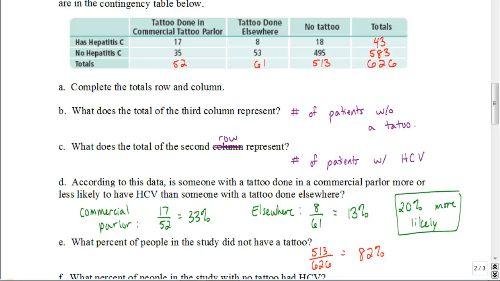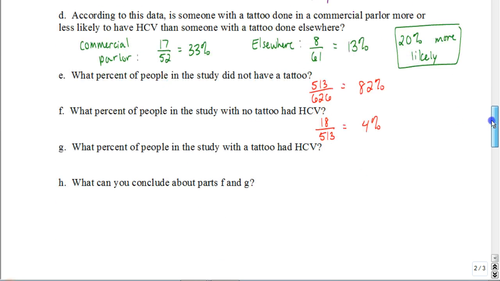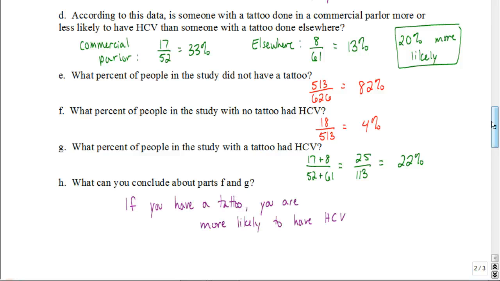And there were 52 and 61 people that had tattoos, so a total of 113 people that had tattoos. So out of those 113, 25 people had HCV, or 22%. So what can you conclude about parts F and G? Well, one thing you could have written is that if you have a tattoo, you're more likely to have HCV by about 18%.